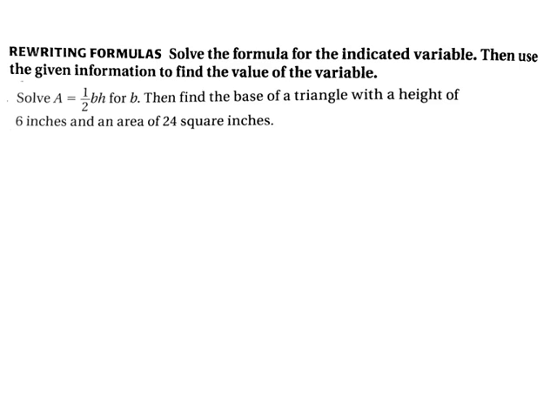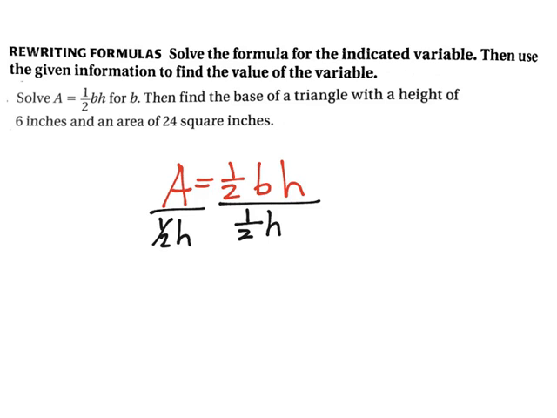So we are going to solve this for b. So we have the area equals 1/2 base times height. We notice here that these are multiplied by b. So I can just divide, okay? And I'm going to divide by 1/2 h on both sides. And I end up with b equals A over 1/2 h.